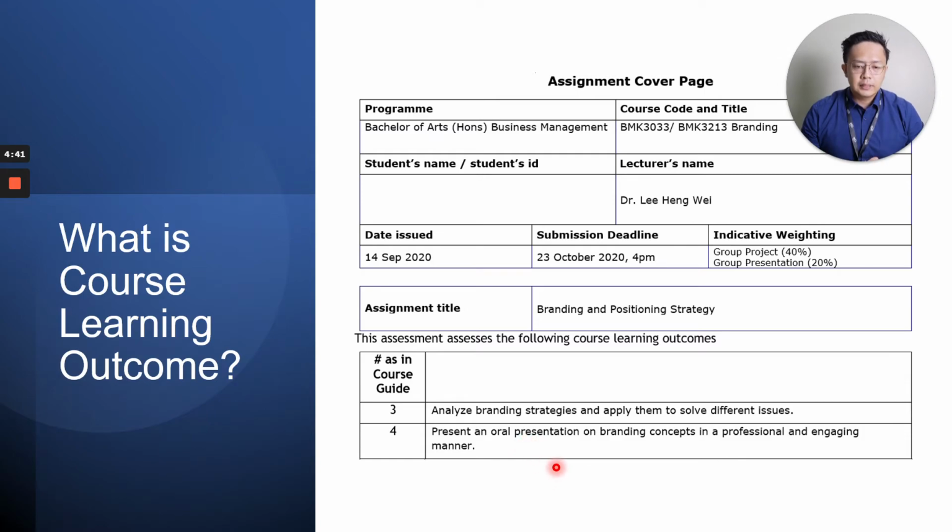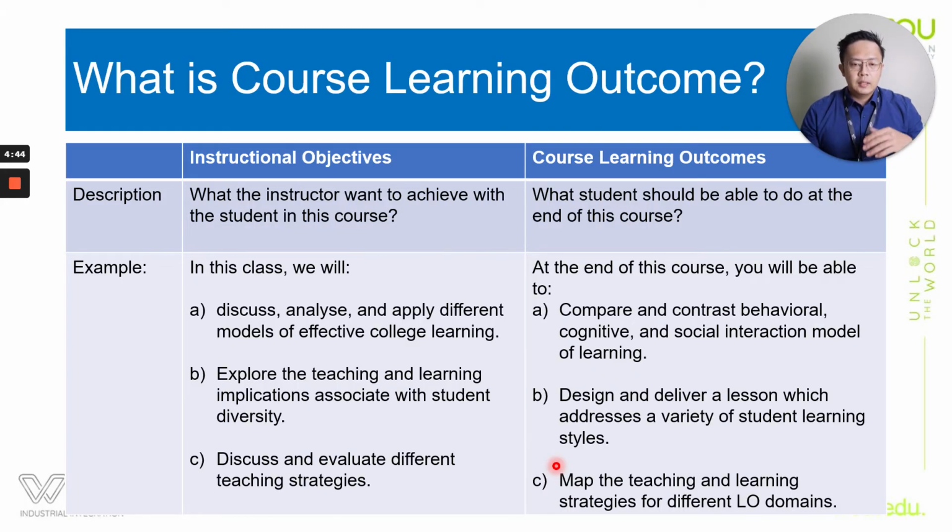Then secondly, if you compare course learning outcome, some lecturers might be confused between instructional objective and course learning outcome. Instructional objective basically states what the lecturers want to achieve in that course. Okay, so instructional objective will be written something like this. In this class, we will discuss, analyze, and apply different models of effective college learning. Explore teaching and learning implications associated with students' diversity.